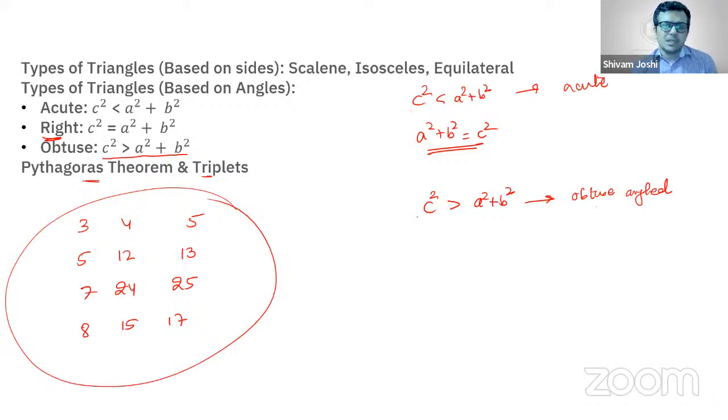I'm not giving you 6, 8, 10 here, because 6, 8, 10 is nothing but 3, 4, 5 into 2, right? So I think you must be knowing this already, that any triplet, when you multiply that with any number, you again get a triplet, right? So 6, 8, 10 is nothing but 3, 4, 5 multiplied by 2, right? If you multiply 3, 4, 5 with 3, you again get a triplet, which is 9, 12, 15. Similarly, 5, 12, 13, if you multiply by 2, you get 10, 24, 26, which also is a triplet, right? So no point remembering the multiples, but at least you should know these basic triplets.